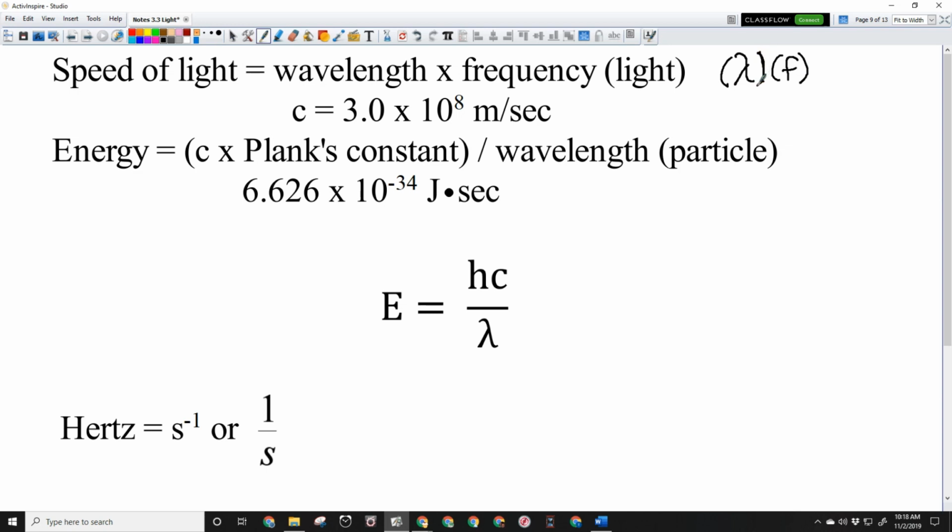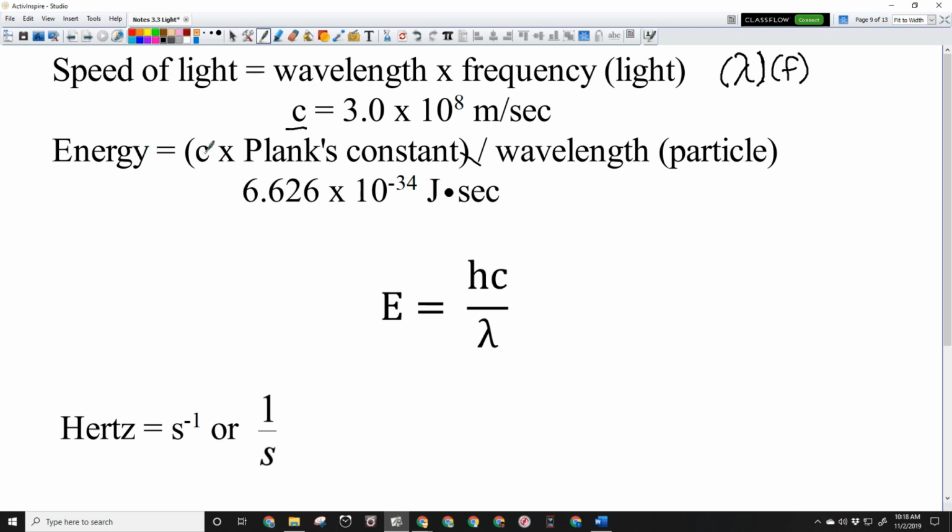So wavelength times frequency is going to be the speed of light. And you can also rearrange this. So if we're asked to calculate the wavelength of light, then you may have to rearrange this so that you are calculating the wavelength, because the speed of light is a constant. C is the symbol used for the speed of light, and the value for that is 3.0 times 10 to the 8th meters per second.